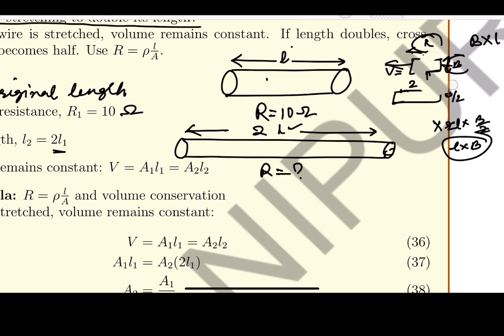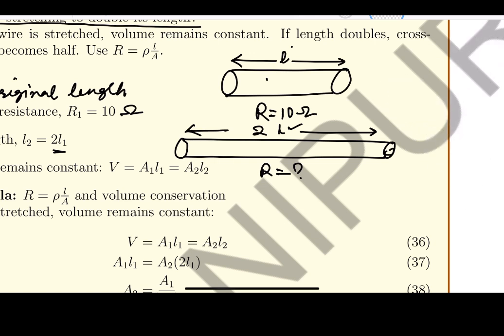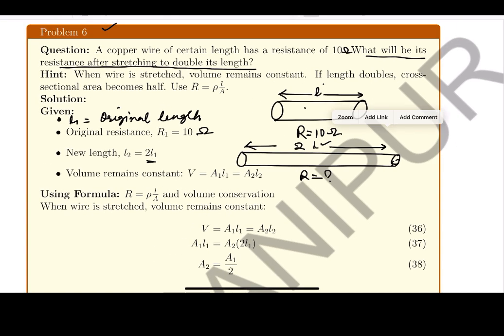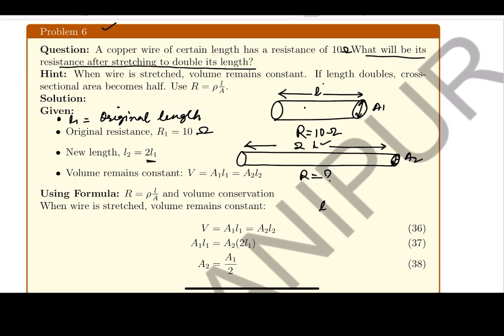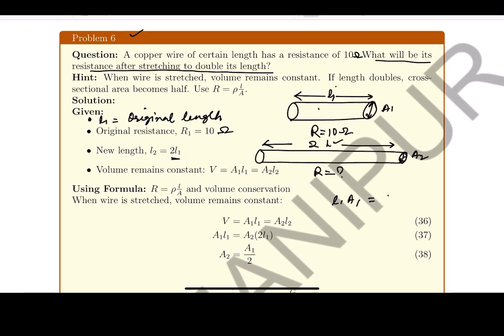You may stretch, or you may deform. Whatever you want to do, you can do, but volume remains the same. So volume remains constant. Now let's say this is my area, A1, and the new area will be A2. This is L1. L1 into A1 will be equal to, this 2L, let's take it as L2, into A2. So I'm writing it like that: V is equal to A1 L1, A2 L2.